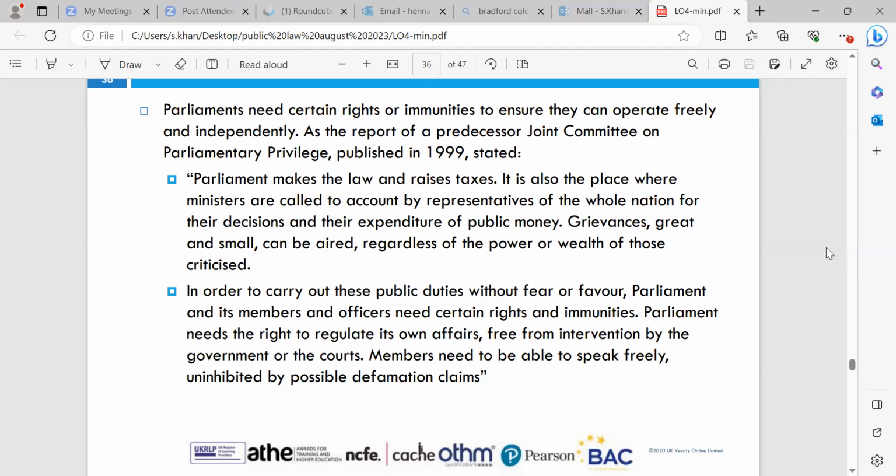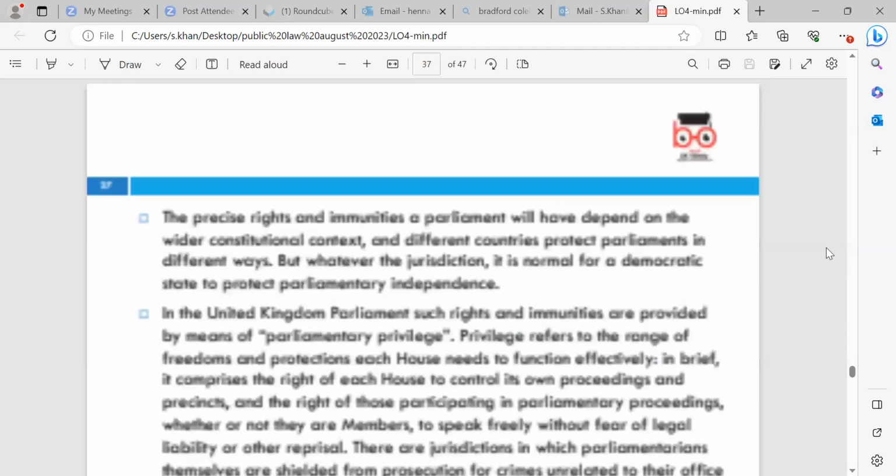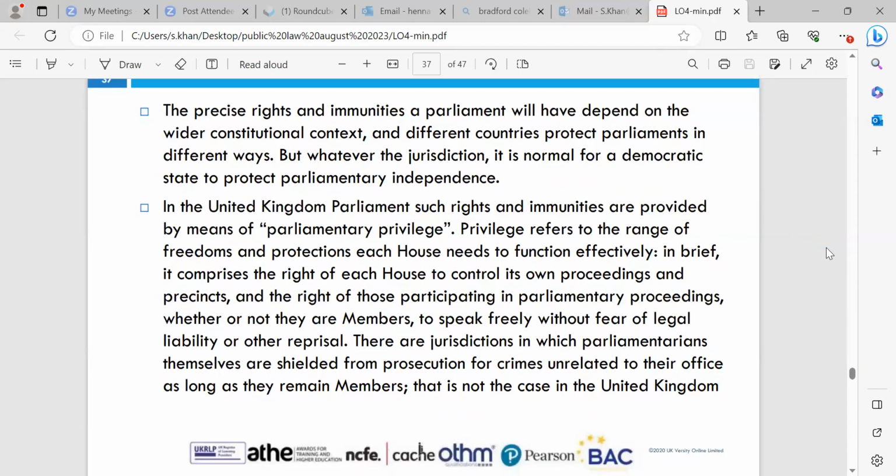Grievances, great and small, can be aired regardless of the power or wealth of those criticised. In order to carry out these public duties without fear or favour, Parliament and its members and officers need certain rights and immunities. Parliament needs the right to regulate its own affairs, free from intervention by the government or the courts. Members need to be able to speak freely, uninhibited by possible defamation claims. The precise rights and immunities needed by Parliament will depend on the wider constitutional context, and different countries protect parliaments in different ways.